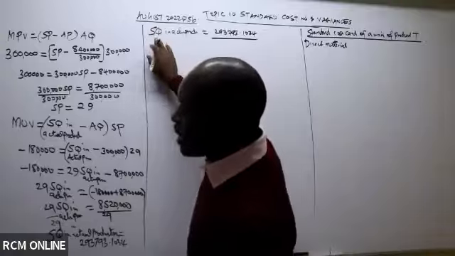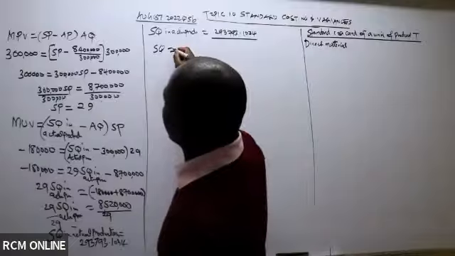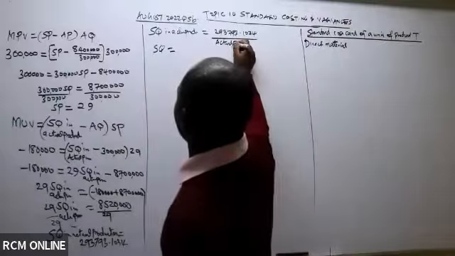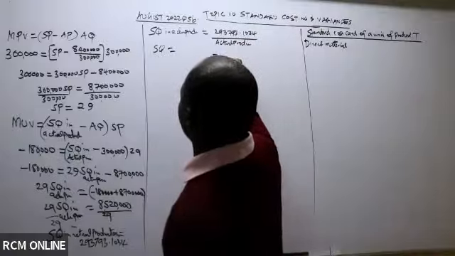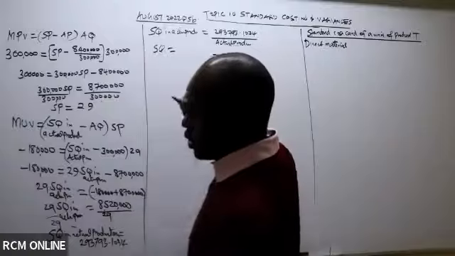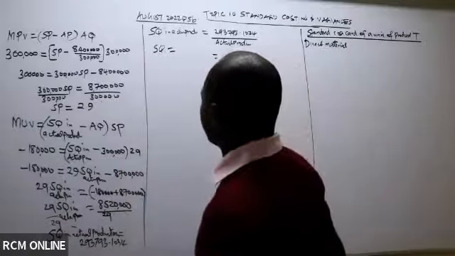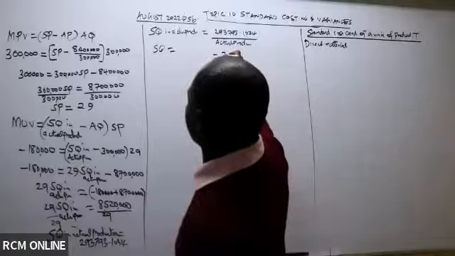Do we have actual production? Because what we need is the standard quantity. So can we get standard quantity? Standard quantity is equal to this divided by actual production. We are producing finished product, not raw material. So what is our actual production?